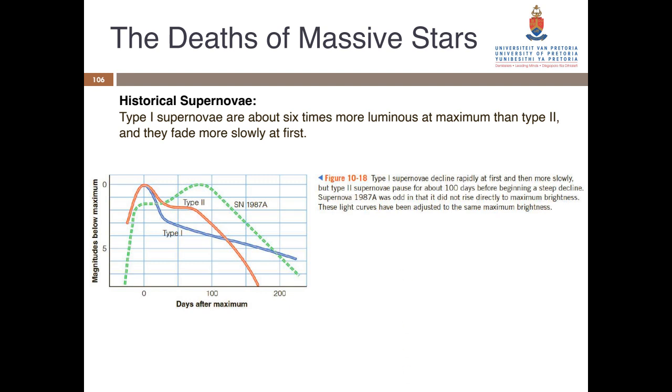Type 1 supernovae are about 6 times more luminous at maximum than type 2, and they fade more slowly at first. So in this image, we can see a type 1 supernova decline rapidly at first and then more slowly. But type 2 supernovae pause for about 100 days before beginning a steep decline. Supernova 1987A was odd in that it did not rise directly to maximum brightness. These light curves have been adjusted to the same maximum brightness so we can compare one to the other.